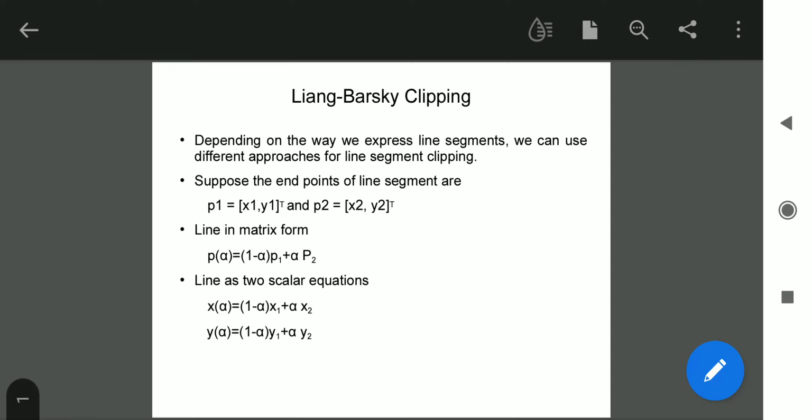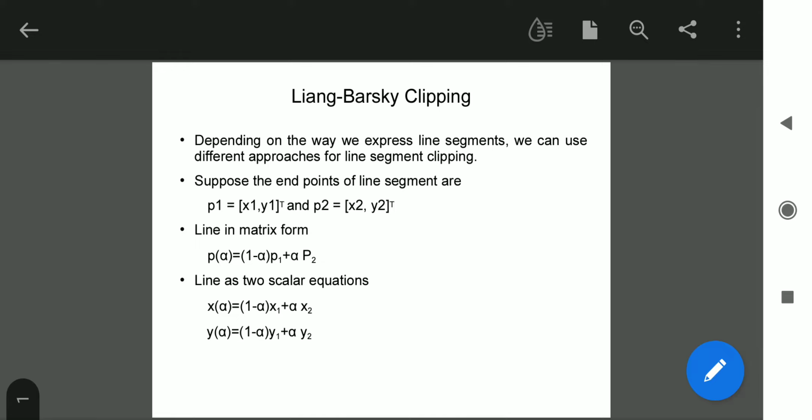Now, to understand that, in this algorithm we are representing endpoints of a line segment, or the vertices of a line segment, as P1 and P2. We'll call the first vertex of a line segment P1 and the second vertex P2, and we'll represent P1 as (x1, y1) transpose and P2 as (x2, y2) transpose, where x1 and y1 are the x and y coordinates of the first vertex of a line segment, and x2 and y2 are the x and y coordinates of the second vertex of a line segment.